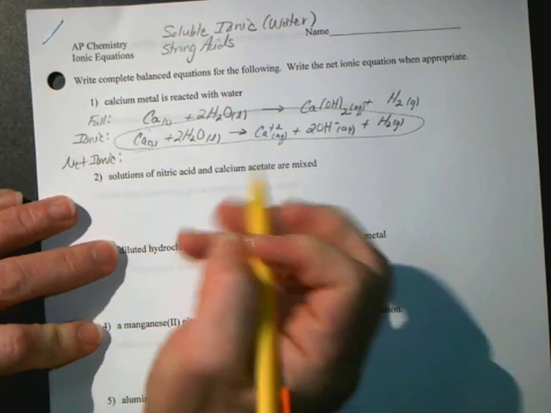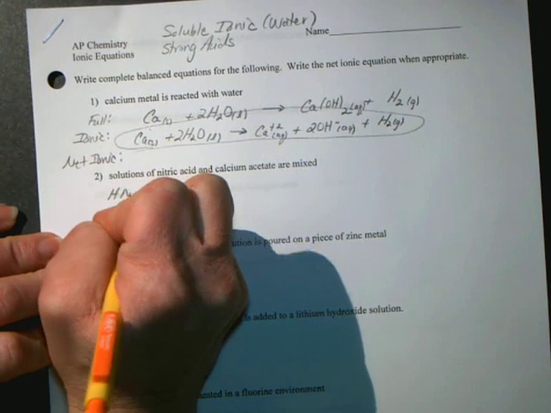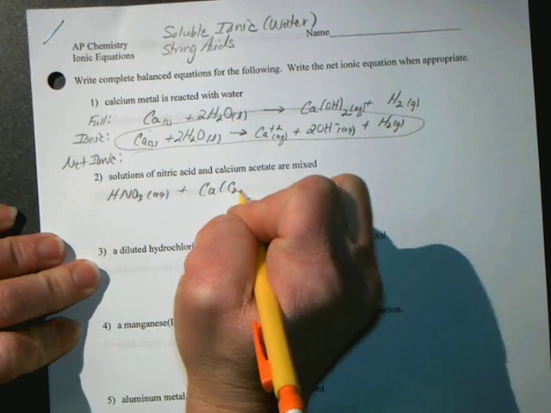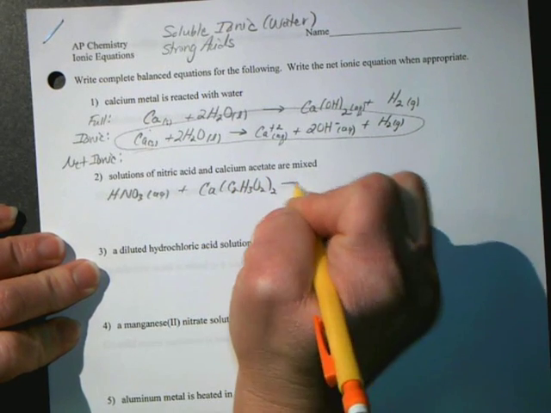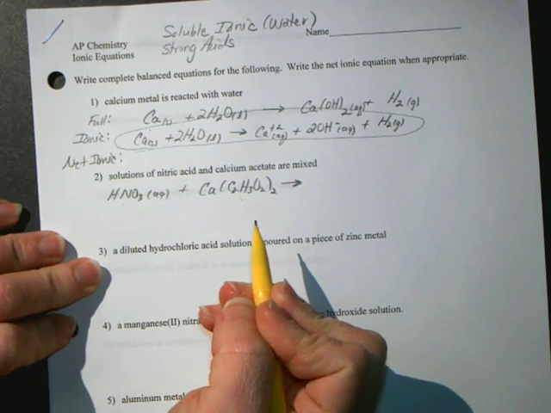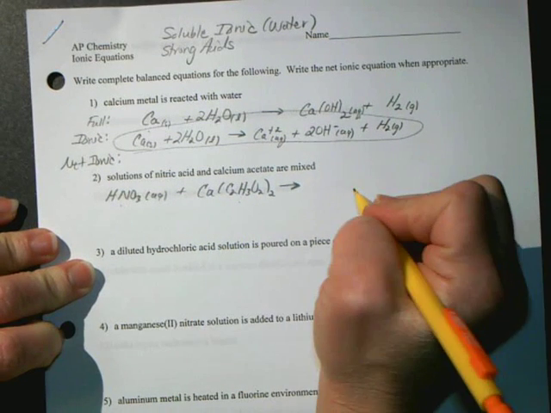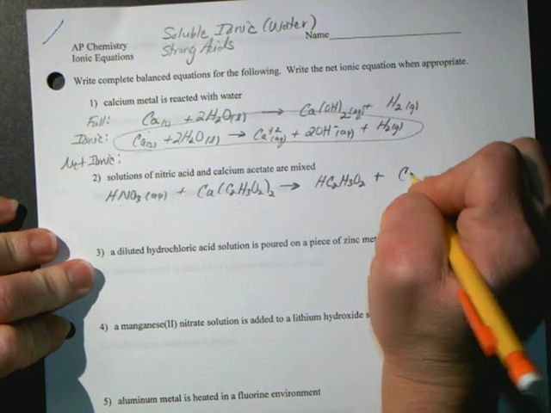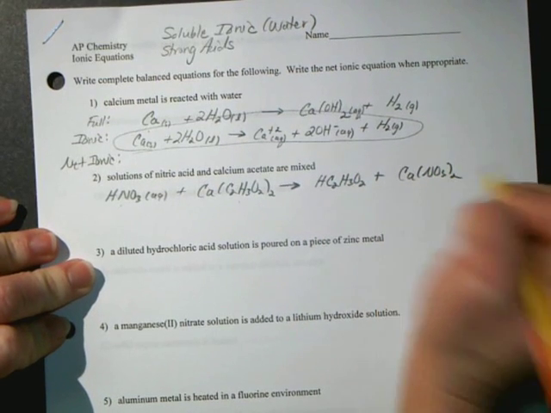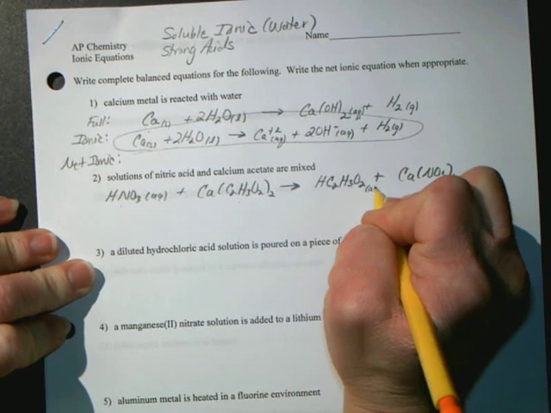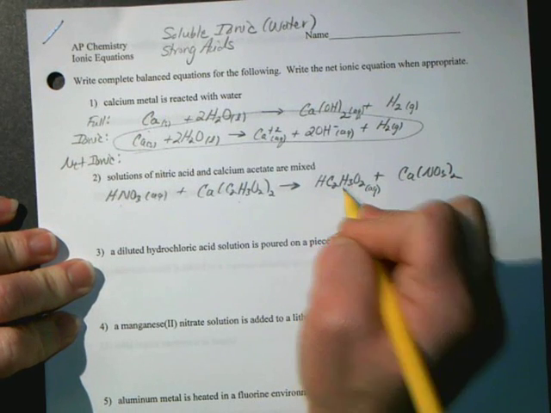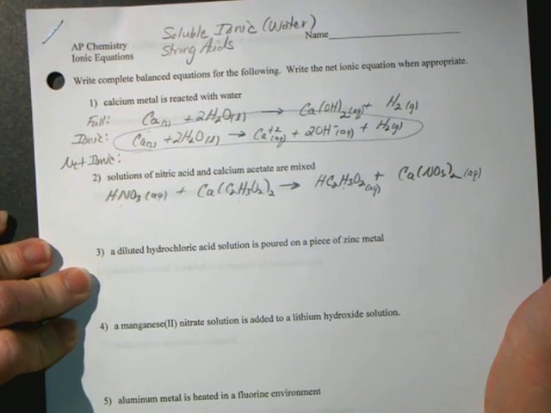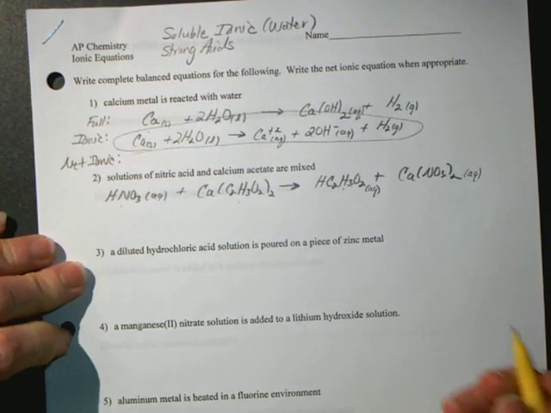Let's try this one. Solutions of nitric acid and calcium acetate are mixed. Compound plus compound. Now, there's a possibility this is double replacement. We are going to form acetic acid and calcium nitrate. All acetate compounds are soluble, all nitrate compounds are soluble. Now, we should have our awareness heightened here. I want to balance it.